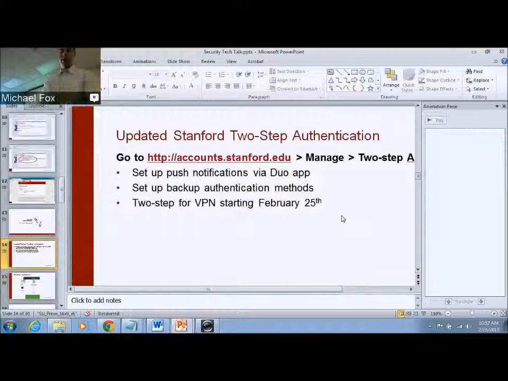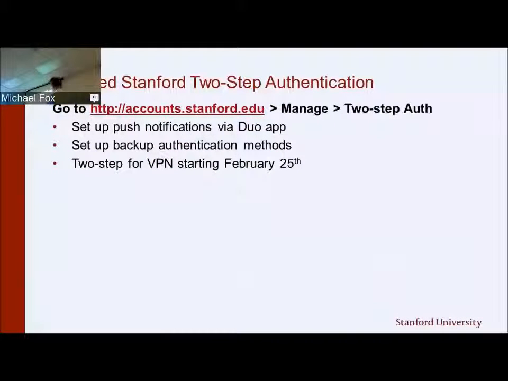Yeah, accounts.stanford.edu. If you go to that website, log in with your Senate ID and password and click the Manage button, you'll see a set of tabs. You can change your Senate ID password there, for example, and manage your email forwarding settings and some other things. One of the tabs is two-step auth. That's where you would go to set up the Duo push notifications and also to set up a backup method of communication.